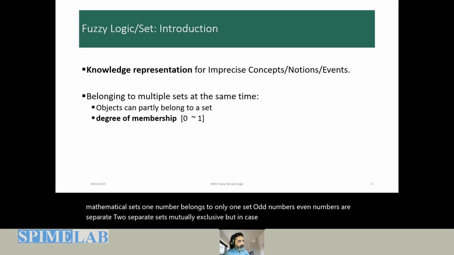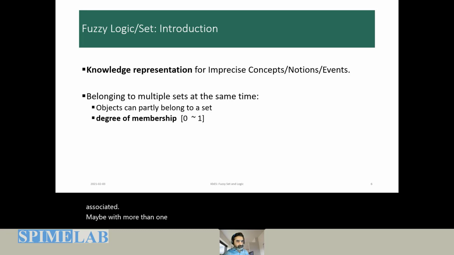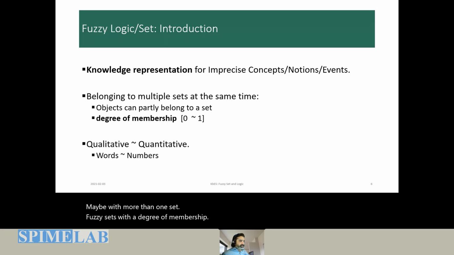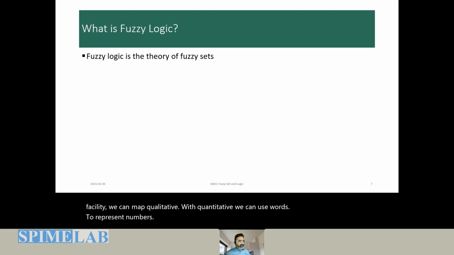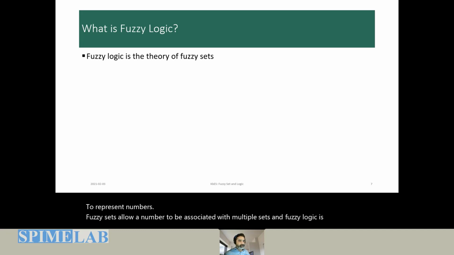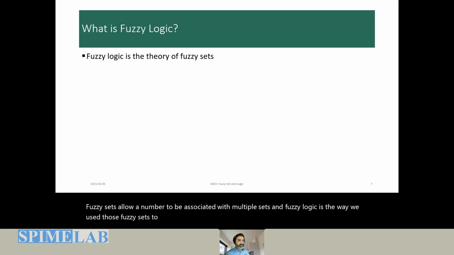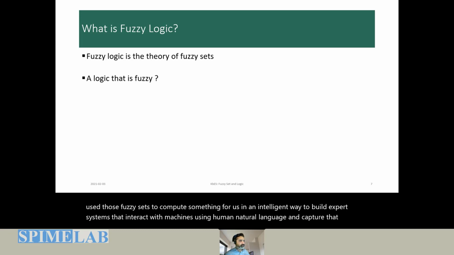But in case of fuzzy sets, one number will be associated maybe with more than one set, with a degree of membership. And degree of membership will be measured in the range of 0 to 1. So if we allow this facility, we can map qualitative with quantitative. We can use words to represent numbers. Fuzzy sets allow a number to be associated with multiple sets, and fuzzy logic is the way we use those fuzzy sets to compute something for us in an intelligent way, to build expert systems that interact with machines using human natural language and capture that uncertainty that we have in language.